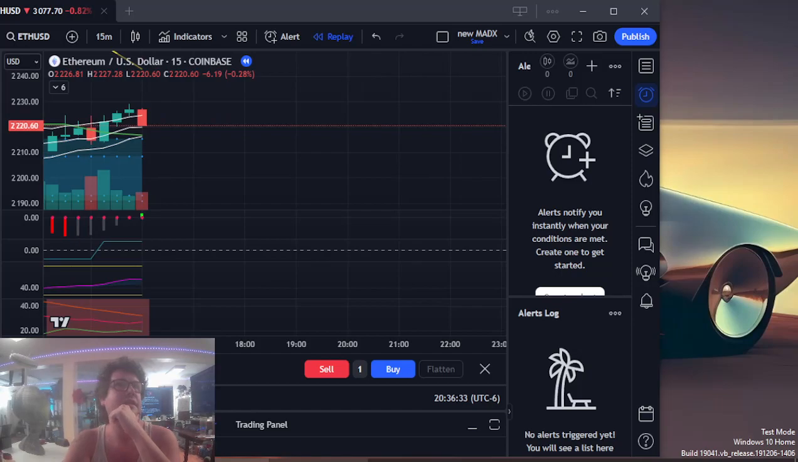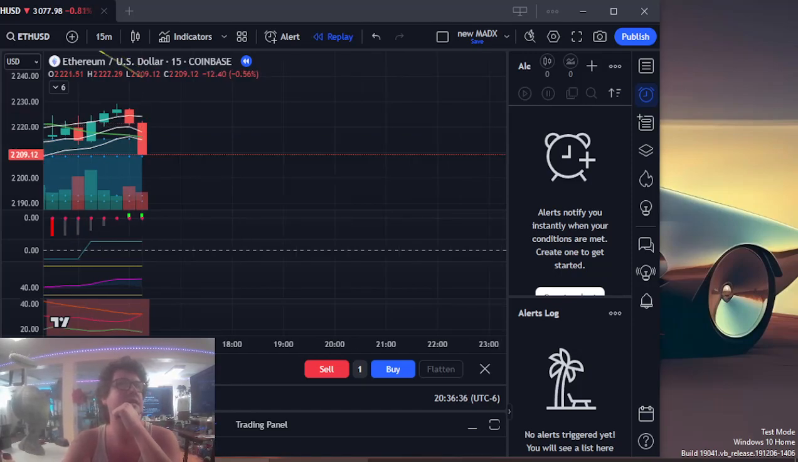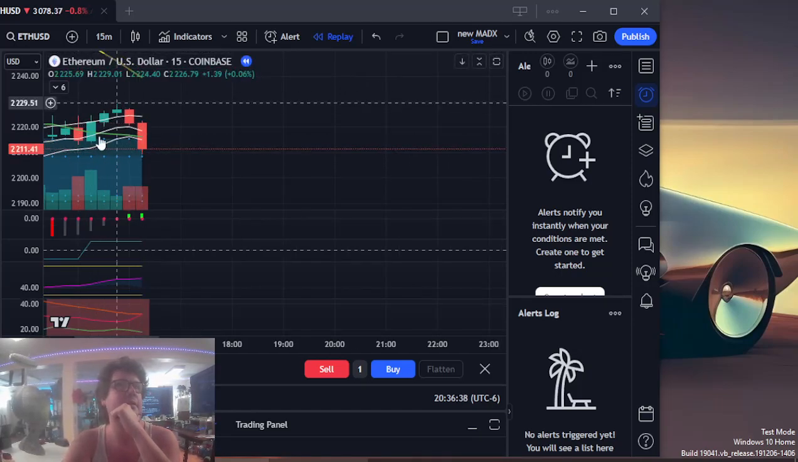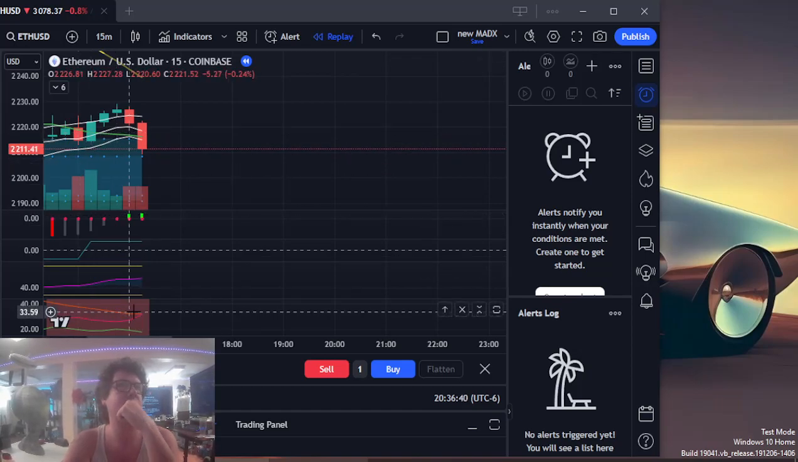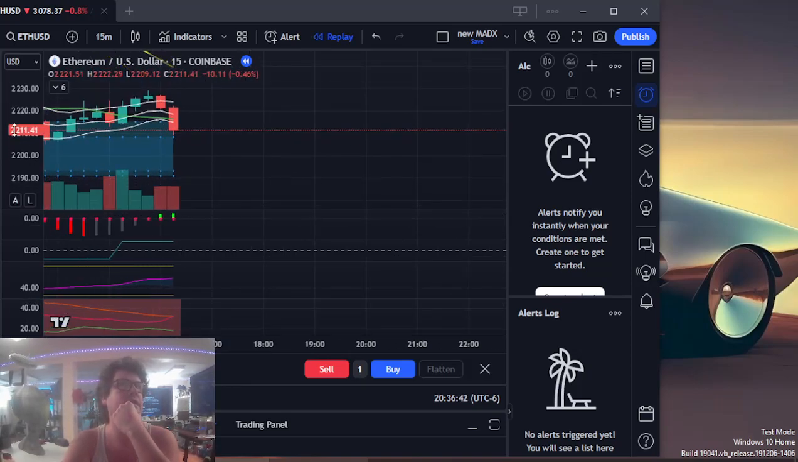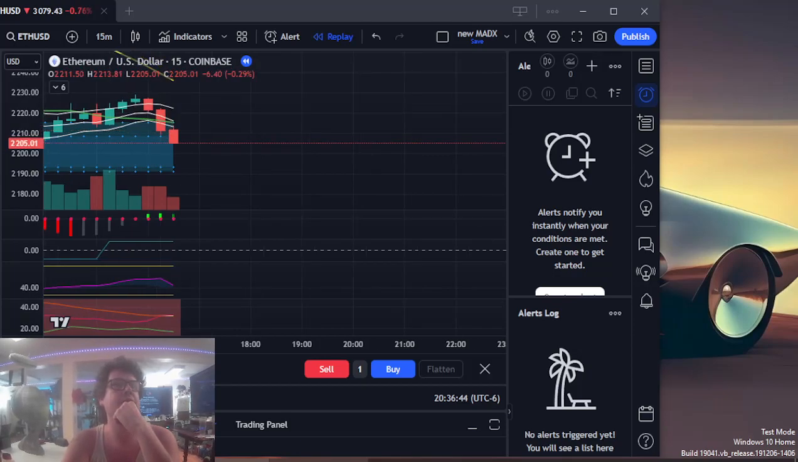It looks like it didn't work out. That probably would have been a break even. We probably would have set stop loss to buy in if that had been the right size.